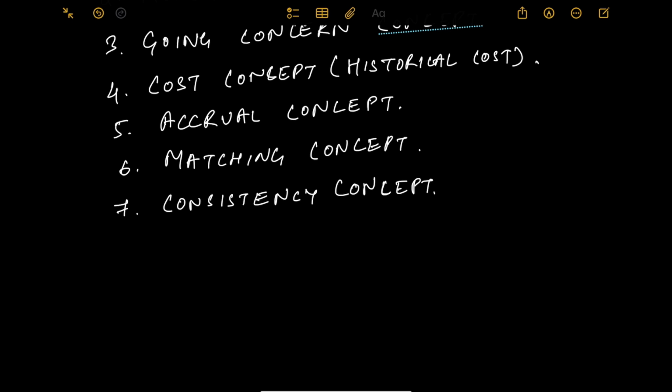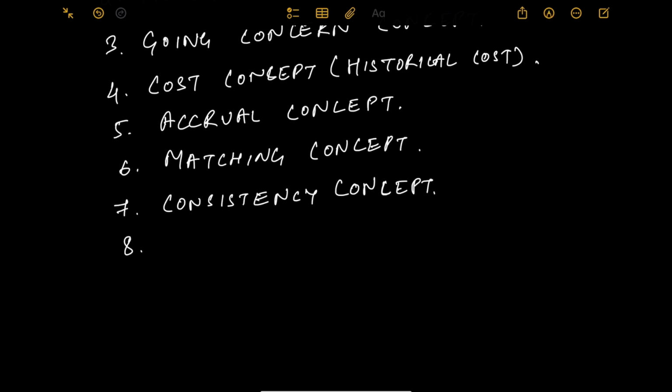Now there are several methods of depreciating assets. There is annuity method, there is diminishing method, reducing balance method, right? So if there is any change in the method of depreciation, that has to be disclosed. That is what the consistency concept says.